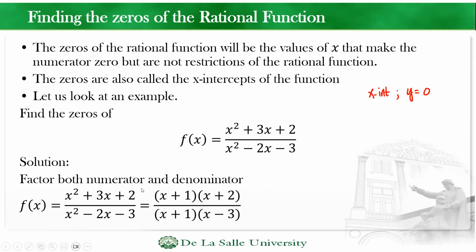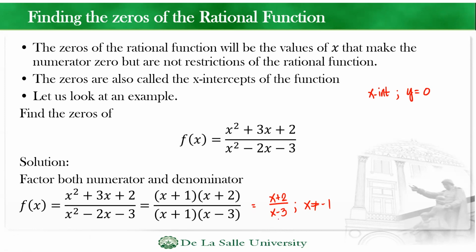Yes, it cancels out. So I can say that this one may be written as x plus 2 over x minus 3, but this happens when x is not equal to negative 1. So x is not equal to negative 1 is what you call the hole kasi that canceled out. So in here, what is left? X plus 2 over x minus 3. X minus 3 is your x minus 3.